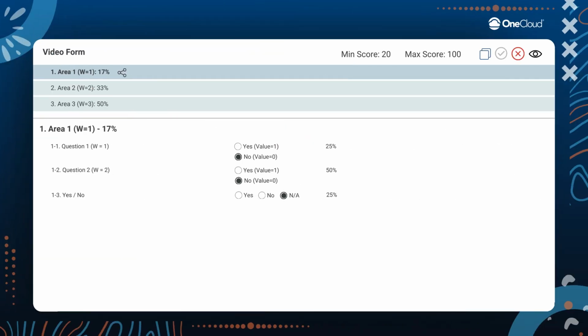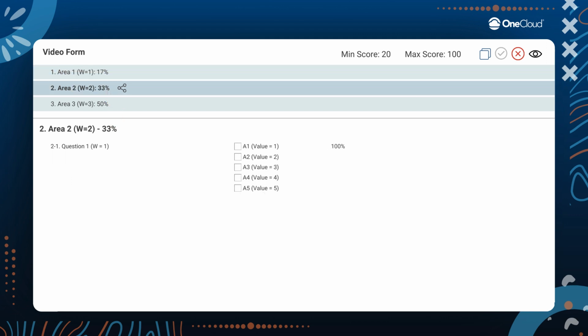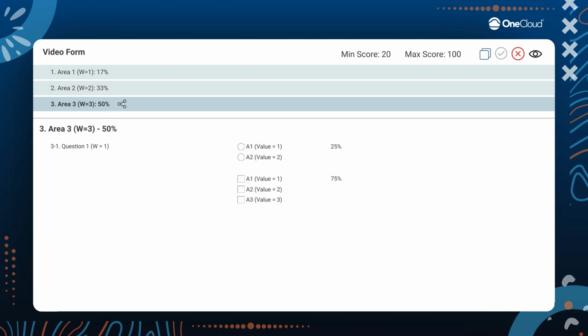I created a simple evaluation form to use as a demonstration. This form has 3 areas. The first has a weight of 1, the second has a weight of 2, and the third has a weight of 3. The first area has 2 questions, both of which are single answer. The second area has just 1 question, which accepts multiple answers. The third area has 1 question, which is single answer, and a second question that accepts multiple answers. I have denoted the weight of each area and question and the value of each answer in their names.